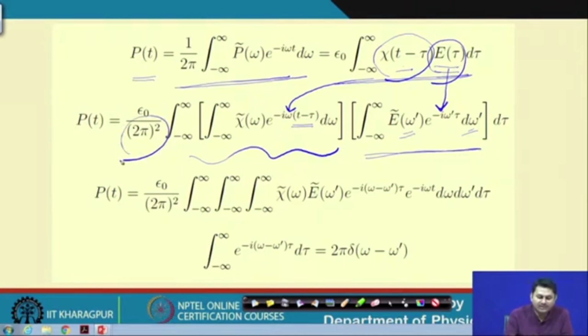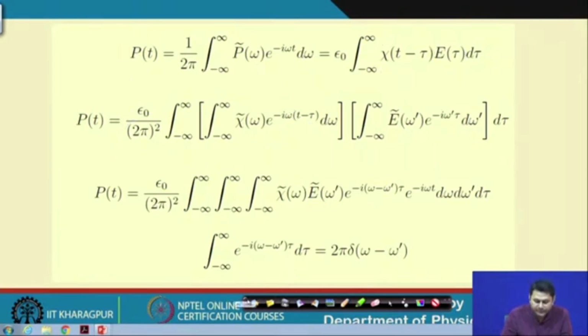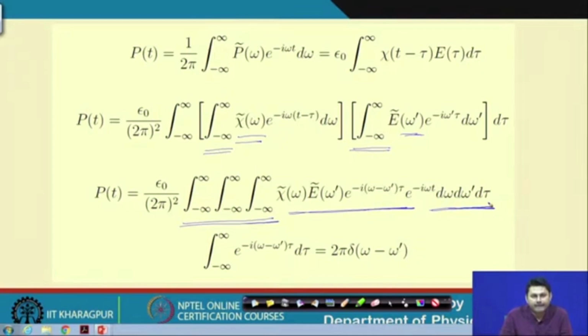Squared because for the two cases I have 1 by 2 pi multiplied by 1 by 2 pi. In the next step, I have taken all this integration to one side, and write this exponential term and all these terms inside the integration, and then d omega prime and d tau at the end. After doing that, I have one important term that is coming out, and that is e to the power of minus i (omega minus omega prime) tau.